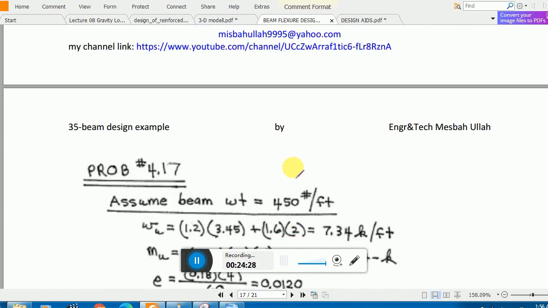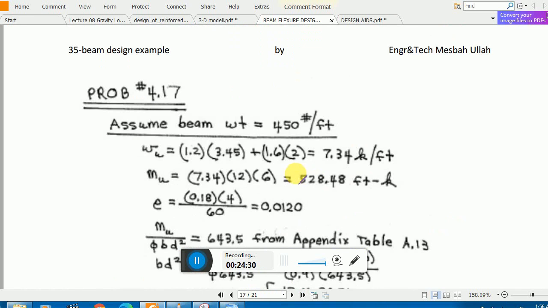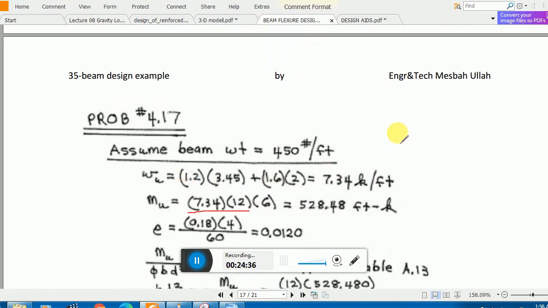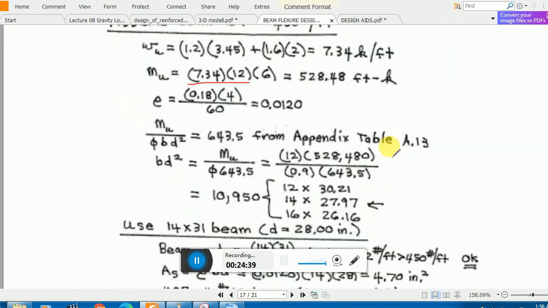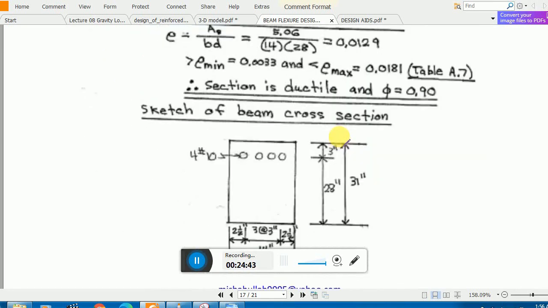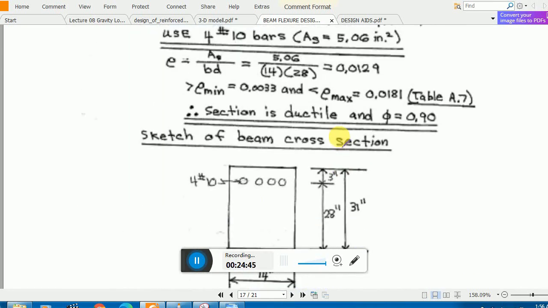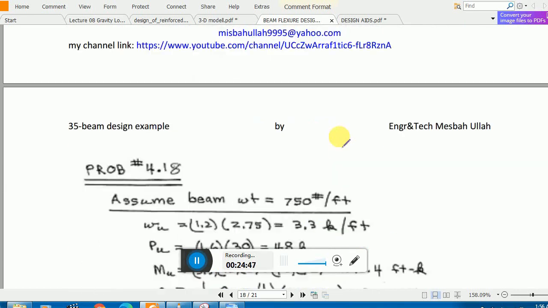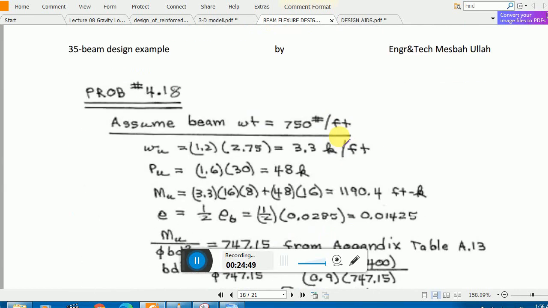Okay, this is the next question. The same question, just you have a point load. So if you have a point load, the moment equation will be a little bit different, remember. And the same procedure. There is nothing too difficult which will confuse you people.